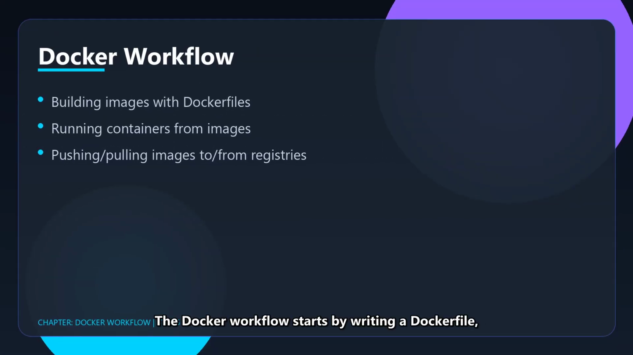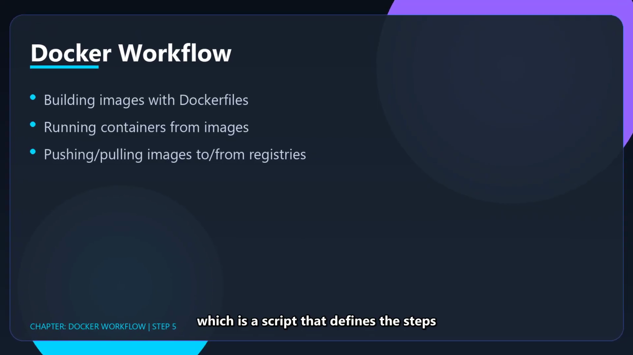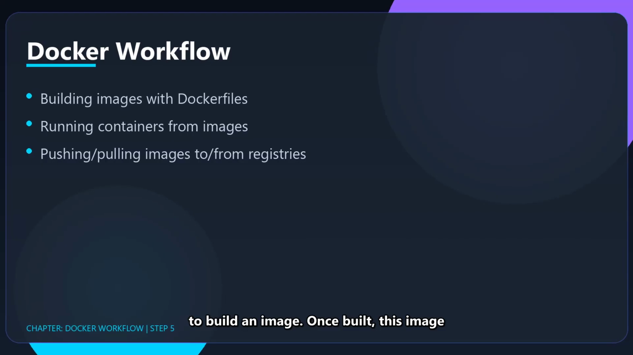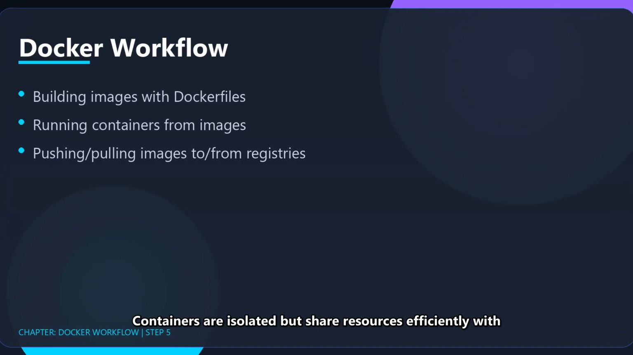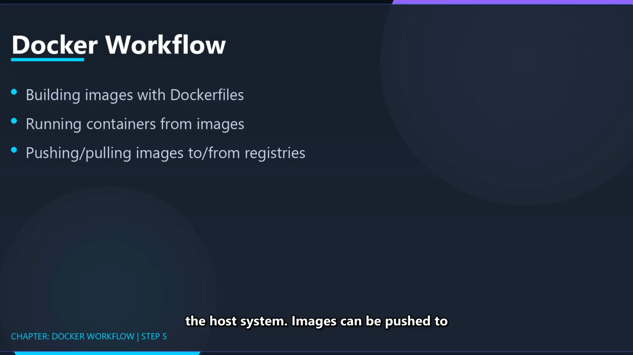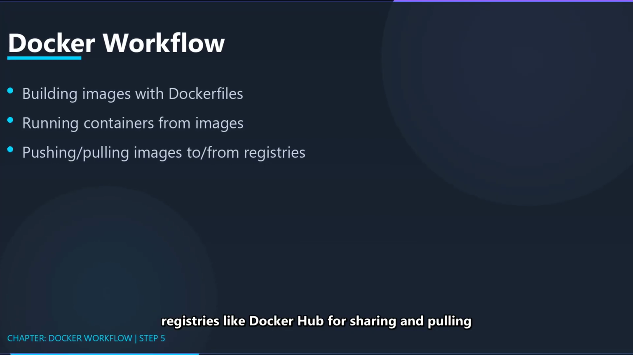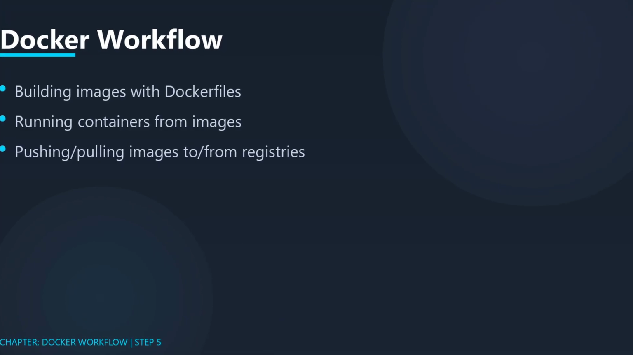The Docker workflow starts by writing a Dockerfile, which is a script that defines the steps to build an image. Once built, this image can be run as one or more containers. Containers are isolated, but share resources efficiently with the host system. Images can be pushed to registries like Docker Hub for sharing and pulling them later.